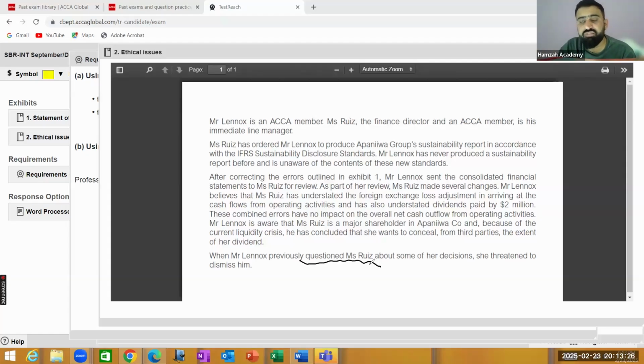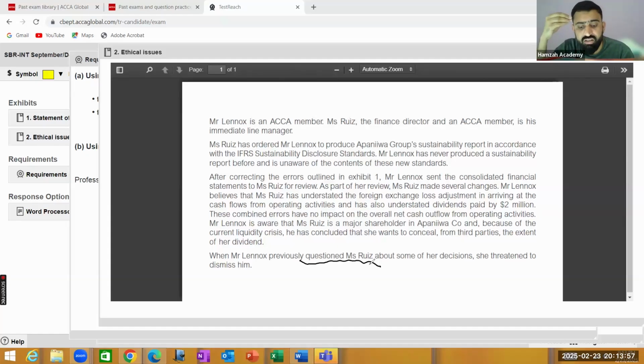It would create value for her shares in the stock market or in the financial market. So she has a self-interest. She has a self-interest to hide the payment of the dividend of 2 million, so the other shareholders or investors cannot identify that the company is suffering from a liquidity issue. So she has the motivation.